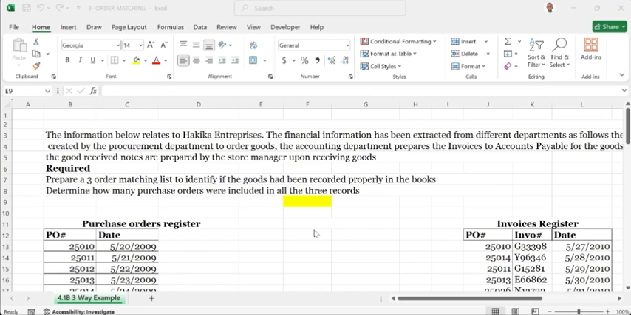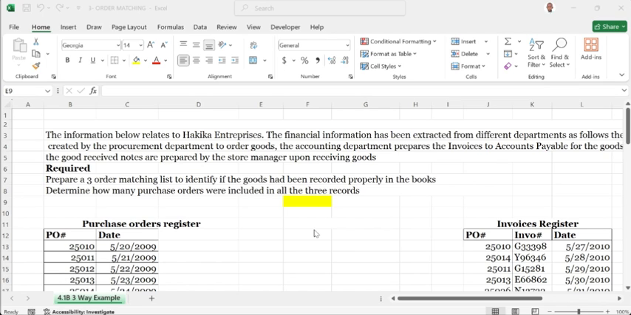Actually, the three-way order matching came last sitting. Then there's something that is missing, which we call the mapping. There's a question I've shared on WhatsApp that talks about mapping. So today we can do the three-way order matching and mapping if time allows us to do that.